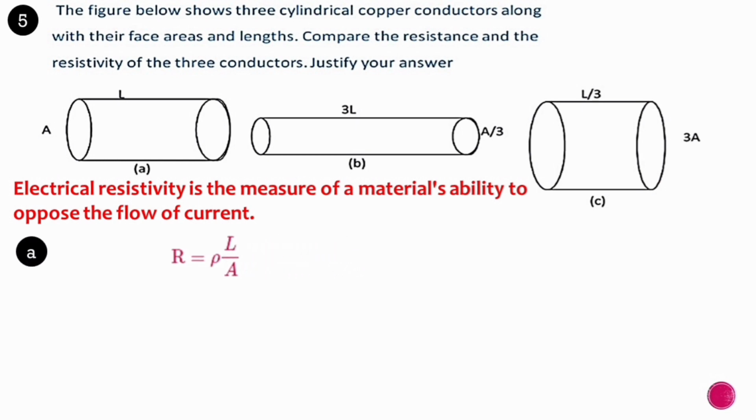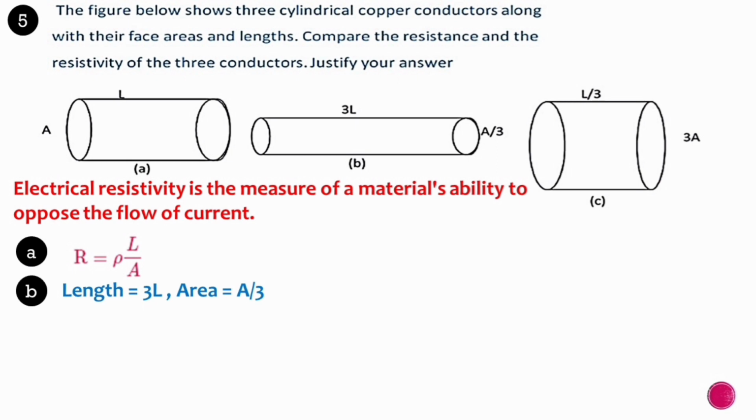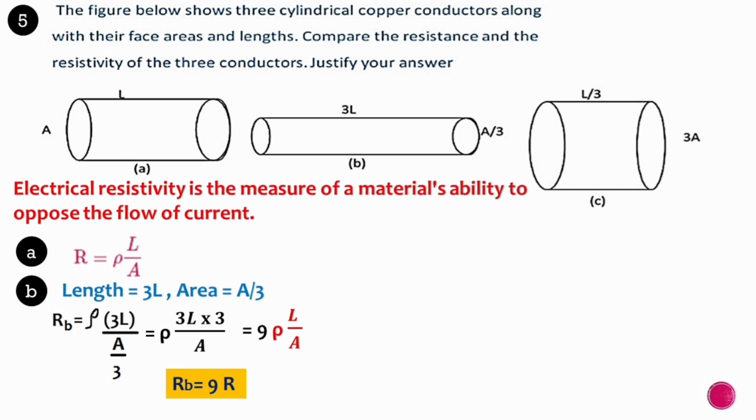For the copper conductor A, since the length is L, the formula will be R is equal to rho L by A. For B, the length is 3 times the original length, that is the length is 3L and the area is A by 3. So substitute 3L and A by 3 in the formula R is equal to rho L by A. So it will become rho into 3L divided by A by 3. If you have a fraction in the denominator, you have to take the reciprocal in the next step. It will become rho into 3L into 3 by A, or 9 rho L by A. Already we know rho L by A is R. That means for the second conductor, RB is equal to 9R.